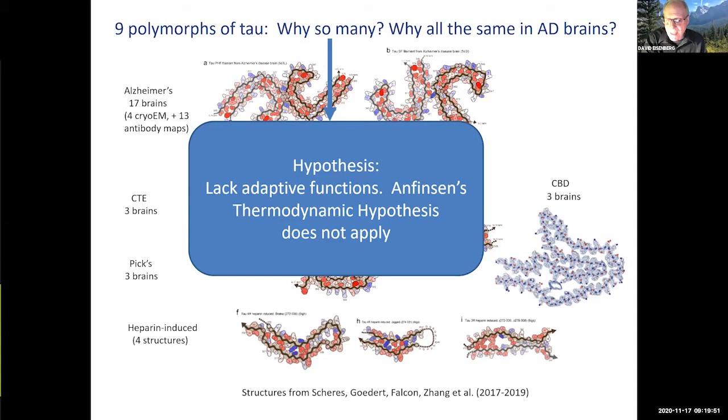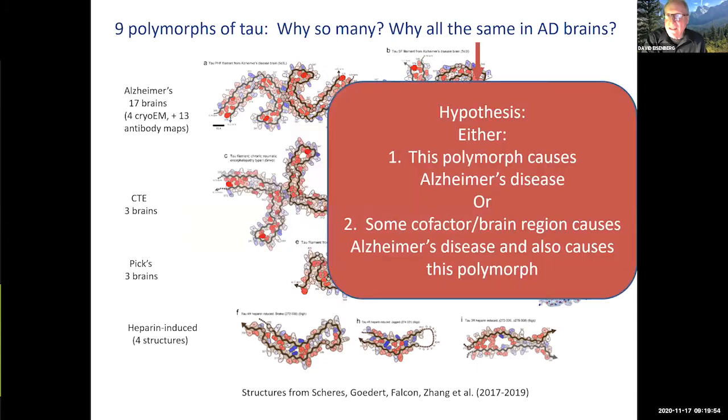So again, we have a hypothesis on that, and that is maybe this particular polymorph, the paired helical filament, causes the disease. Or another possibility is some cofactor, which could be the pH or some other molecule in a particular brain region. It causes Alzheimer's disease and also causes this polymorph. So somehow a particular polymorph or strain seems to be associated with each of these diseases.